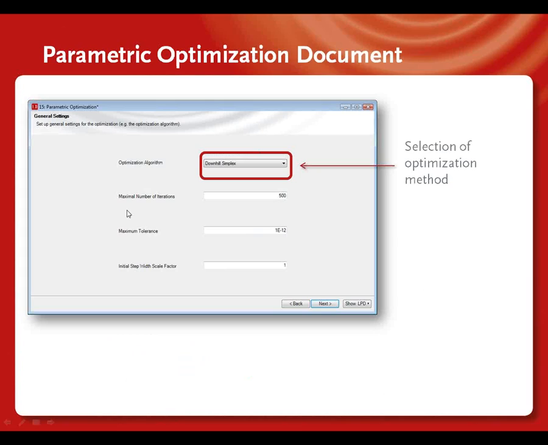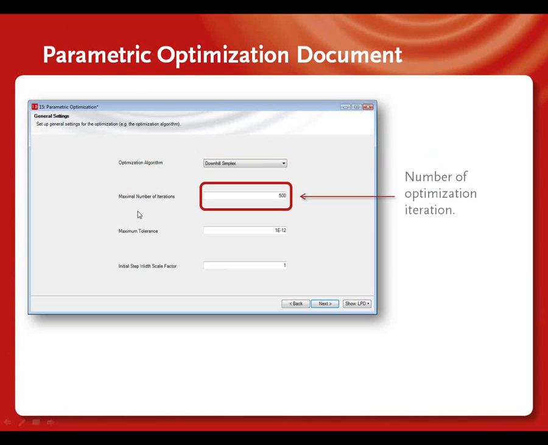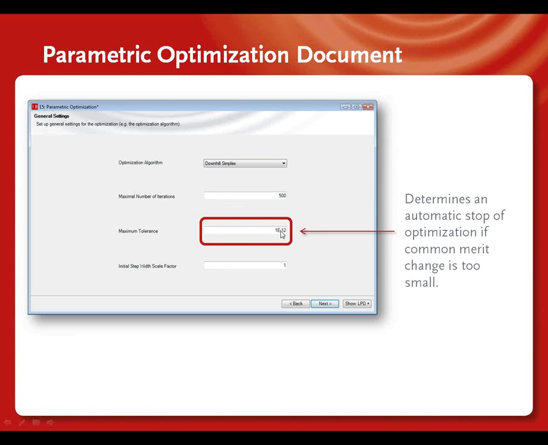So after this constraint specification, we will have a page that allows the configuration of the optimization algorithm, so we can select between downhill simplex and this Powell's direction search method. We can select the maximum number of iterations, and we have a tolerance. That means if the change of the common merit function between two iterations is too small, VirtualLab will automatically stop this optimization. And here you can control the sensitivity of this algorithm.